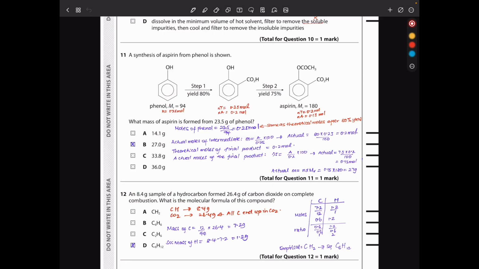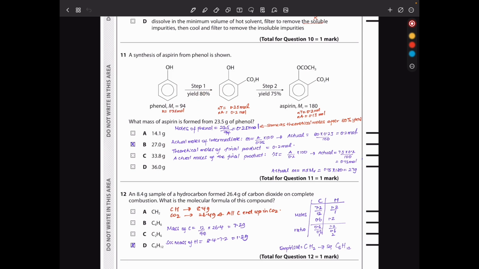So moles are the mass, which is 23.5, divided by 94, and I got 0.25 mole. So these are the moles present at the start of the reaction. Use the number of moles to get the theoretical moles of this. Since theoretical moles assumes 100% yield, they have the same number of moles since the ratio is 1:1. So the actual moles of the intermediate, I'm talking about the actual moles of these, not theoretical. Theoretical are exactly 0.25, but the actual are going to be lower due to 80% yield.